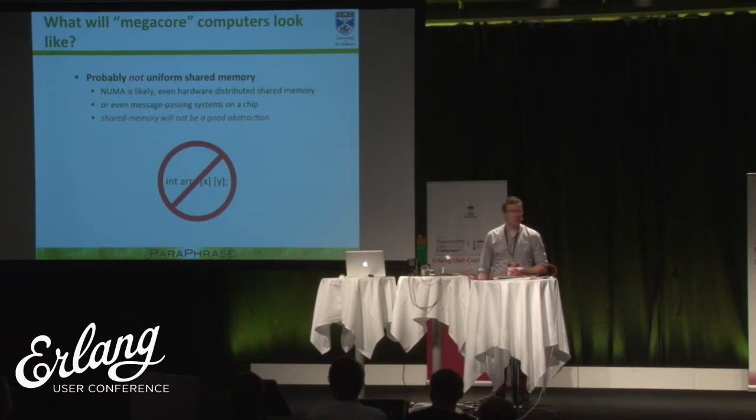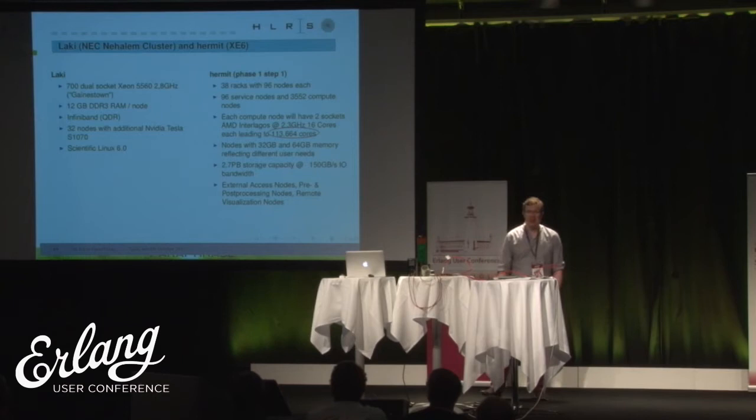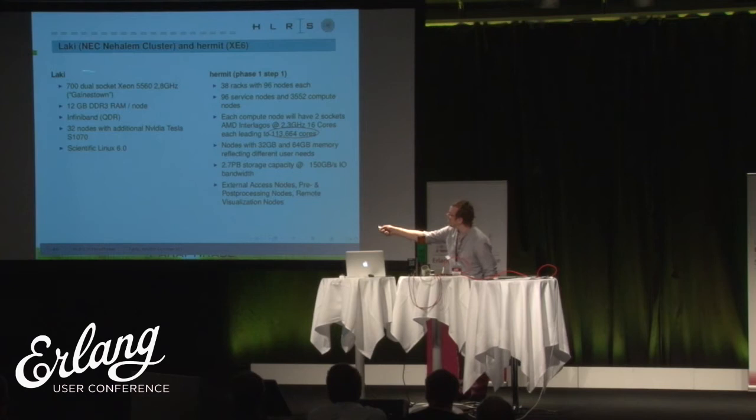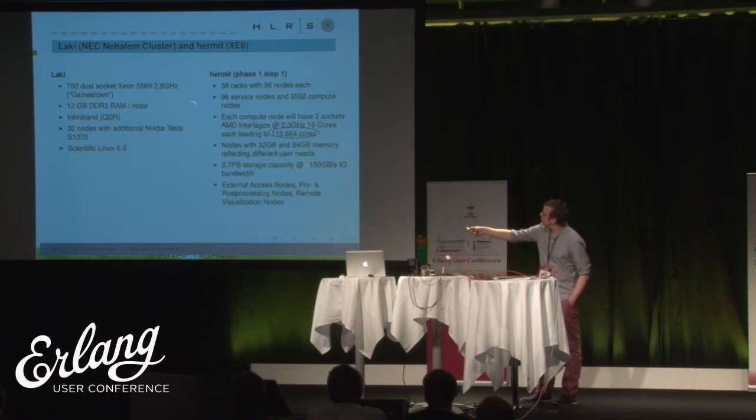This is just an example of two machines that we have access to at the moment. The one on the left here is called Lackey. It has 32 nodes. It has a Xeon 5560 2.8 gigahertz. And the one on the right is called Hermit. It has 3,552 nodes. Each node has something like 113,000 cores. This is absolutely enormous.